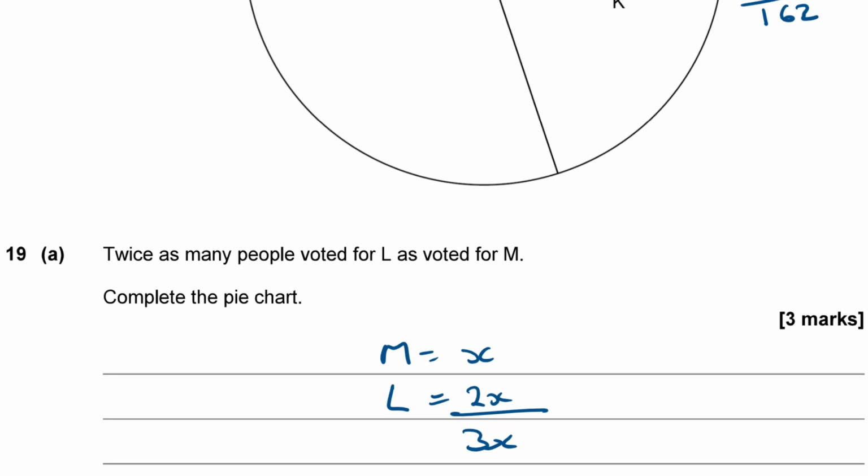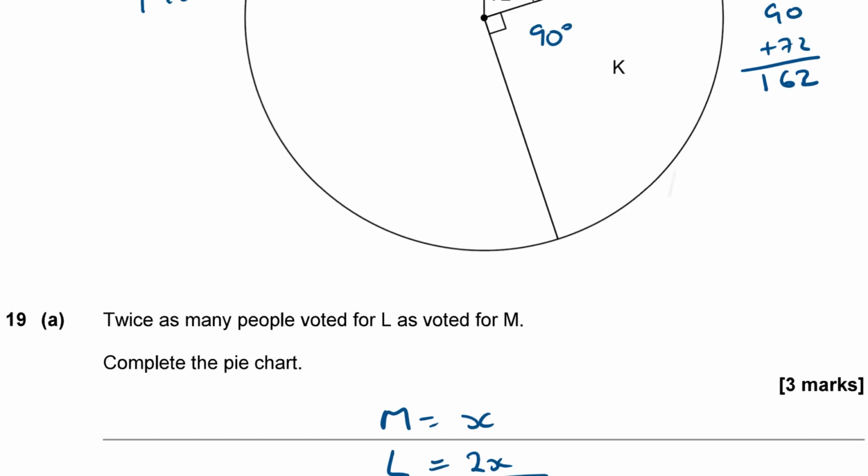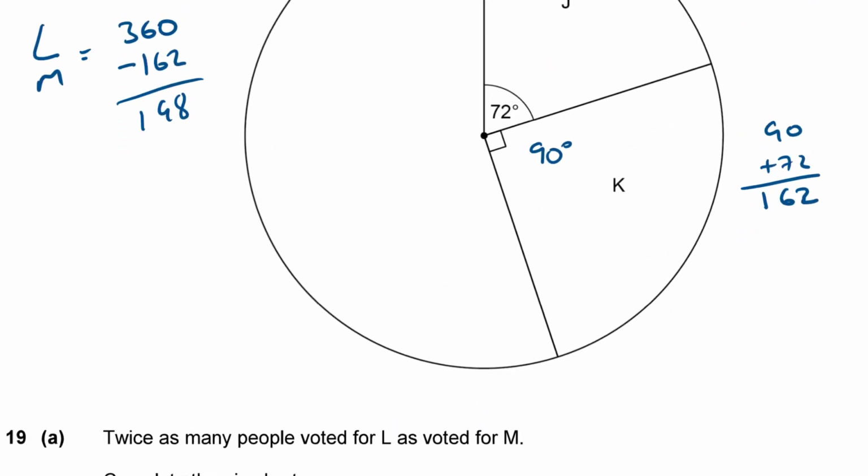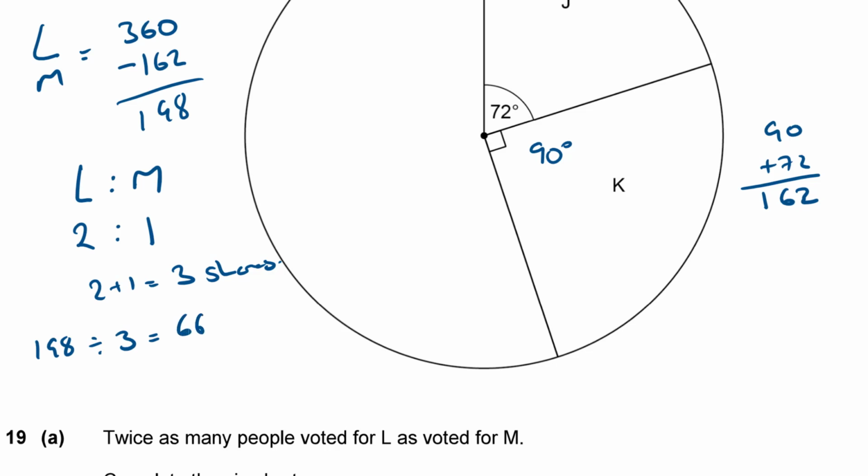I think I'm going to change my mind. I'm not going to do this as X and 2X. I'm going to use a ratio. So the ratio of L to M, twice as many people voted for L as for M. So that's in the ratio of 2 to 1. So 2 plus 1 gives me 3. So there are 3 shares. So dividing 198 by 3 tells me the value of each share. So 198 divided by 3, that gives me 66.